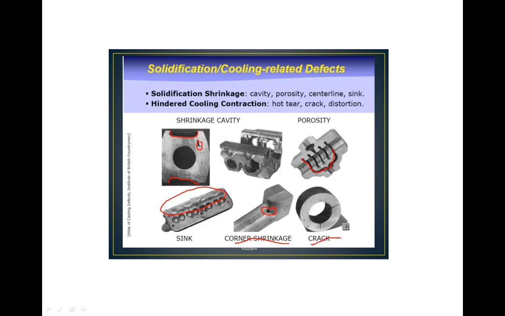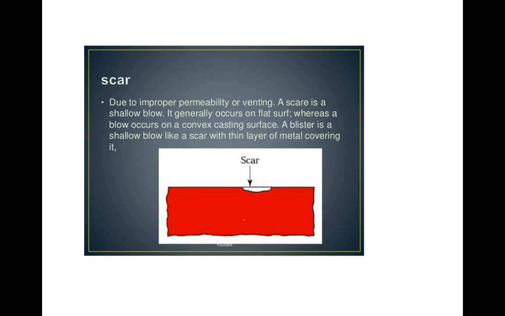We observe this crack; after casting you will have this particular crack. So this is the crack formation. These are the various distortions or defects after casting. This is the scar: this is the cast product, and some portion is left where no metal is filled up. This is called a scar.